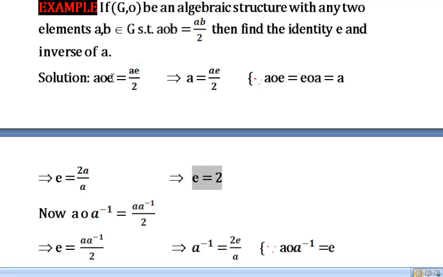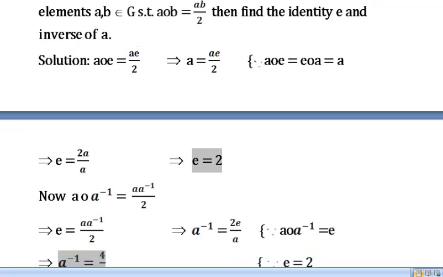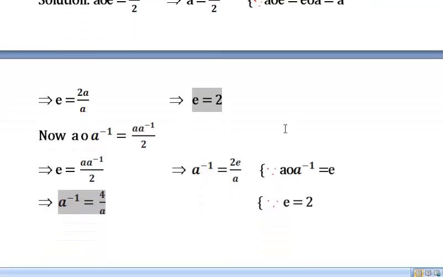Solution. Since E is the identity, therefore A O E is equal to AE upon 2 by given relation, a O b is equal to ab upon 2. But E is the identity, therefore A O E is equal to A. This implies that A is equal to AE upon 2. This implies that E is equal to 2A upon A. A cancelled by A. This implies that E is equal to 2. That is, identity for this binary operation is equal to 2.